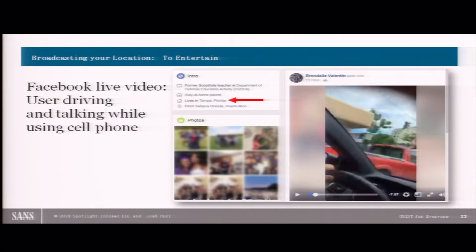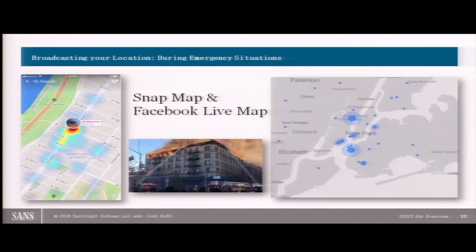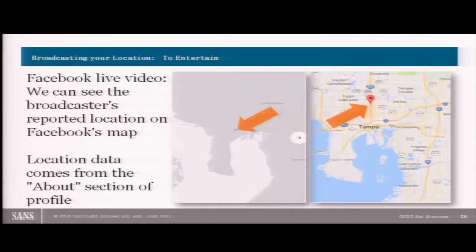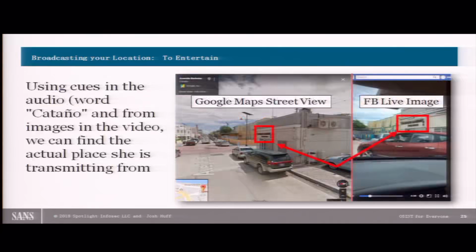These two ladies in this video were just kind of driving around talking to their friends. There were comments coming back online, and they're just having a good old time. In the about section of their profile, it says that they're located in Tampa, Florida. The dots from the previous slide showed that that's where it was. You could actually overlay it and see that, yeah, the dot is present near Tampa, Florida. But if you started digging into the video a little bit, audio cues, I heard the word Catania mentioned. So I pulled up a street view and did some analysis.